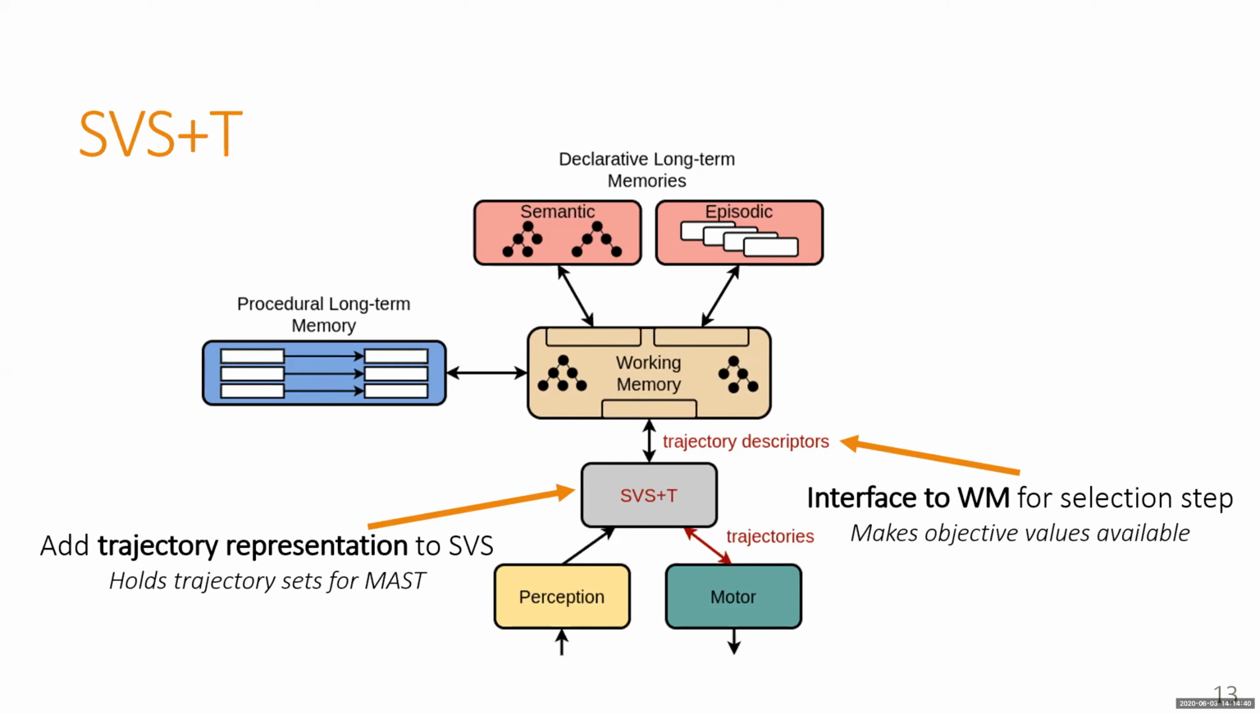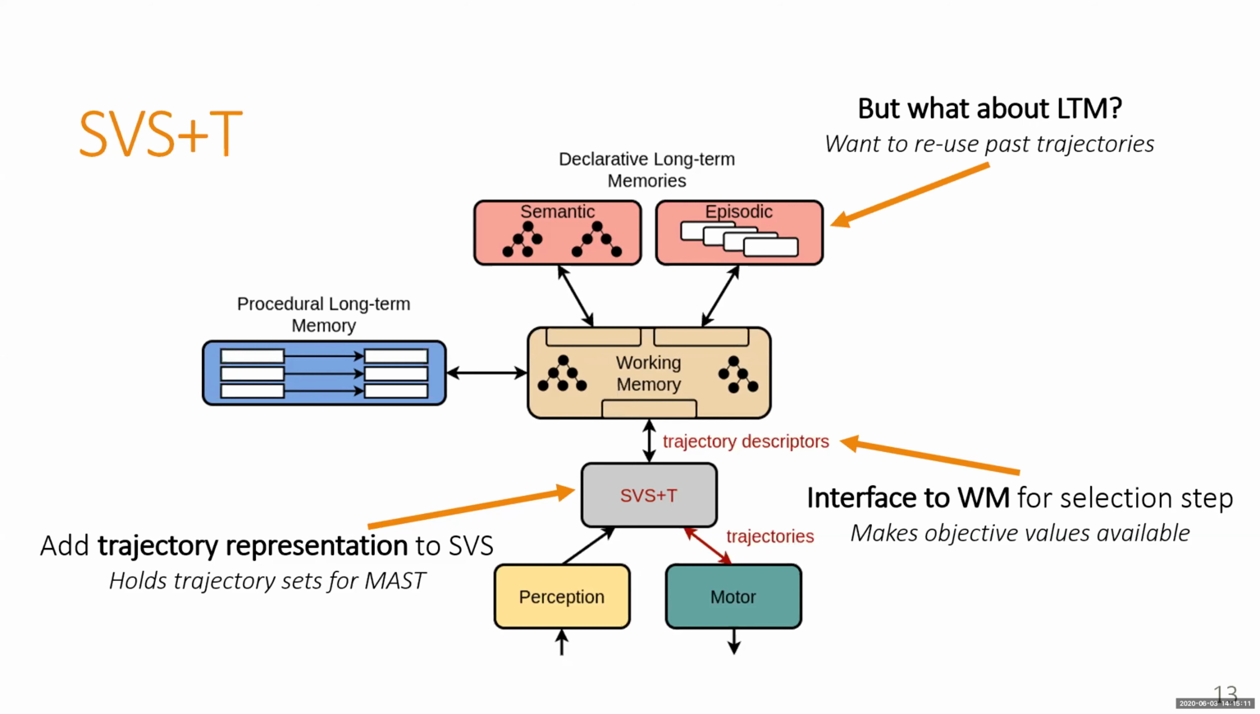Another important part of this will be to add an interface to working memory to allow SOAR to access information about those trajectories. I'm calling the central part of that interface trajectory descriptors, which are brief descriptions of trajectories like objective values. And this is how objective values are going to be made available to the rest of SOAR. And this is what's going to allow SOAR to actually do the MAST selection step.